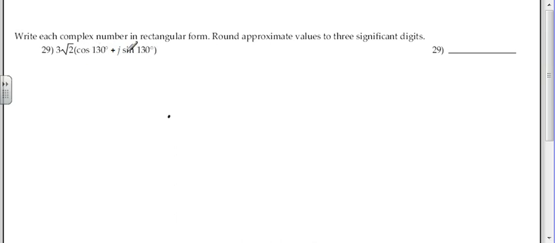Write each complex number in rectangular form.